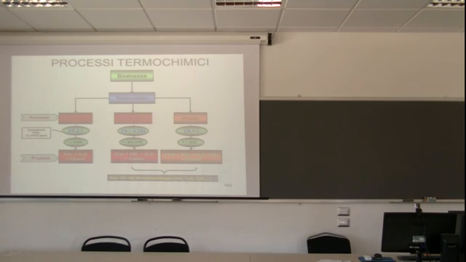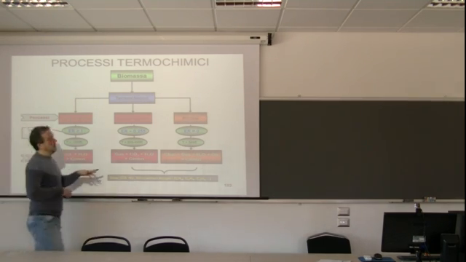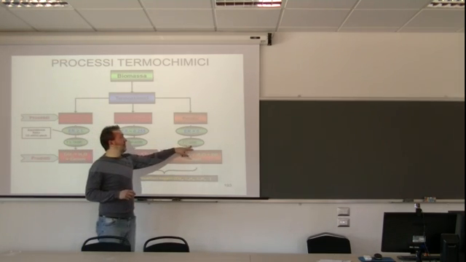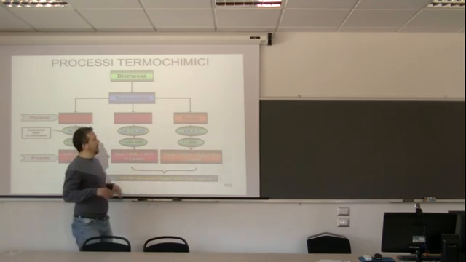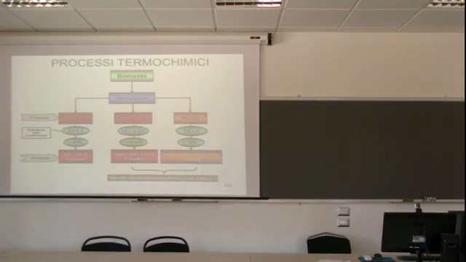The third thermochemical process is the pyrolysis, which is a process where you don't give any oxygen at all, and the equivalence ratio is 0. So you don't give any oxygen. You give only heat at a temperature around 500 degrees centigrade. There is a range, of course. This is a typical value, but there is a range.